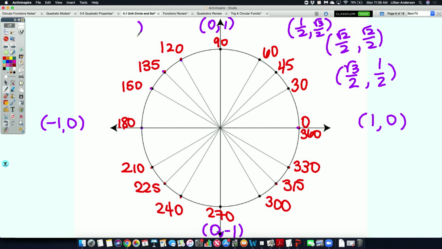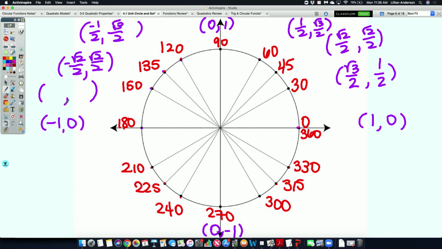So 120's ordered pair is going to be what? -1/2, √3 over 2. Same ordered pairs, it's just that your x's are negative. What about at 135? Very good. And at 150? There we go. The exact same ordered pairs, you're just in the second quadrant, so your x's have to be negative. Your cosine has to be negative.